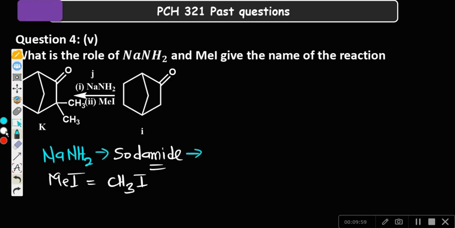Now, sodamide is acting as a base. Let's take it that way. A strong base. In fact, you must state it, that sodamide is acting as a strong base. Are you getting it now? Which will abstract acidic protons. Now, if you look at this compound very well, what you have here is a ketone group, which is ketone C double bond O. Now, listen to me.